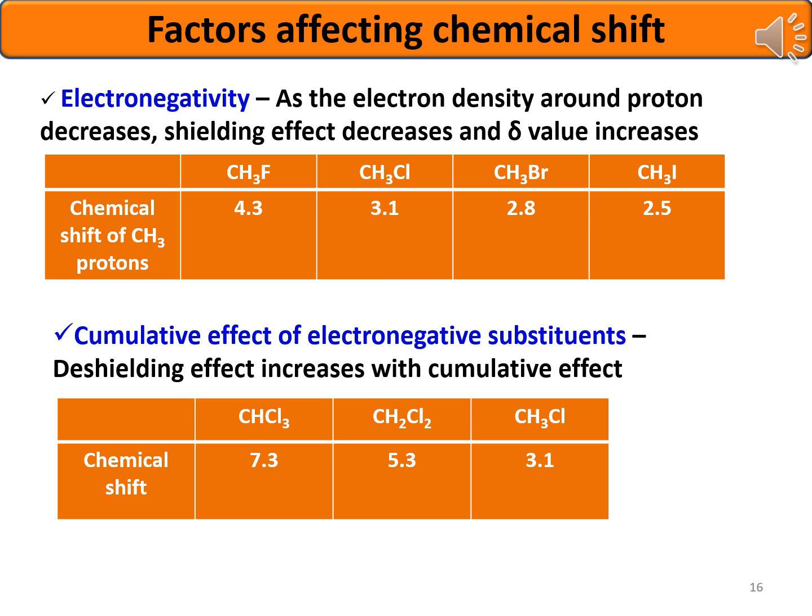Second one is cumulative effect of electronegative substituents, that is the number of electronegative substituents. As the number of electronegative atoms in a compound increases, the deshielding effect increases and so the delta value increases. In the first compound, we can see there are 3 chlorine atoms. In the second one, there are 2 chlorine atoms. And the last one, we are having only 1 chlorine atom. So the first compound with maximum electronegative substituents shows a high deshielding effect and hence a high delta value 7.3.